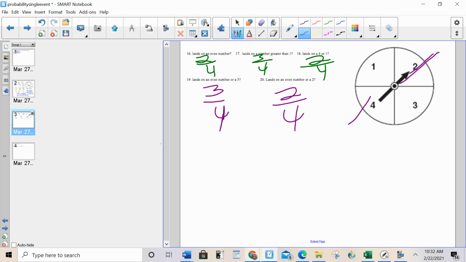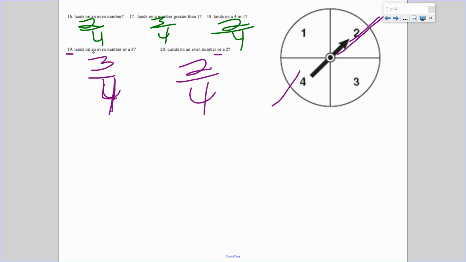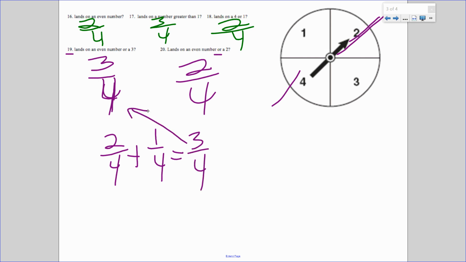I want to just plant the seed right now for a later lesson in the unit: the probability for finding OR. It deals more with multiple events, but it's the same concept. So, something like number 19, if I wanted the probability it lands on an even number or a 3, the probability of an even number is 2 out of 4. The probability it lands on 3 is 1 out of 4. And if you add them together, you get 3 out of 4, which is where that comes from.